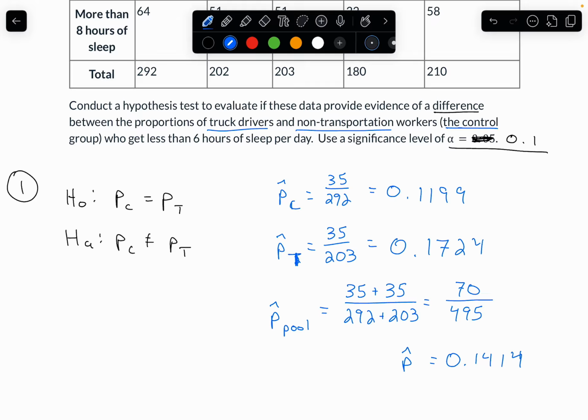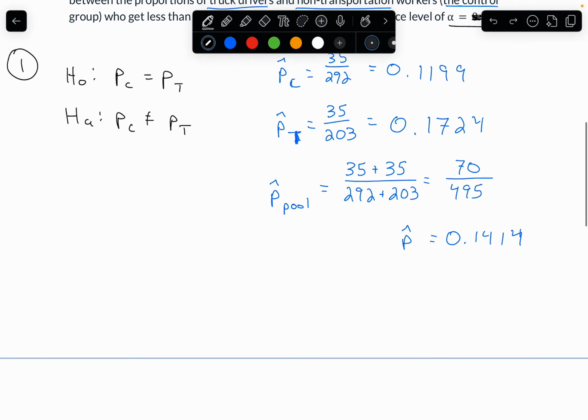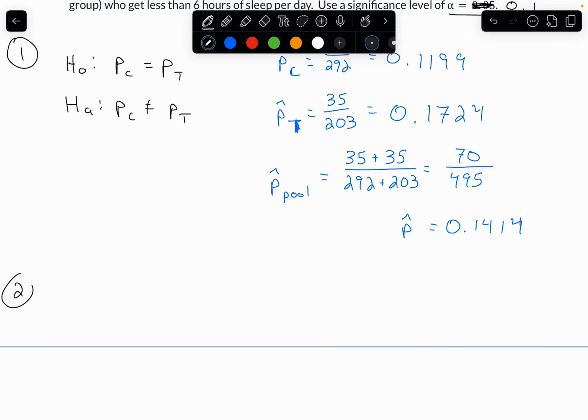At this point, I've gathered all of my information. If you want to make other notes, like what is x1 and what is n1, those are included with your P hat 1, or P hat sub C in this case, and P hat 2, which is P hat sub T in this case. So we've got basically everything we're going to need through the rest of this problem. We've set our hypotheses and gathered some information. The next step, step 2, is to check our assumptions and conditions. Remember, the first thing that we want to check is, do we have independent sampling?